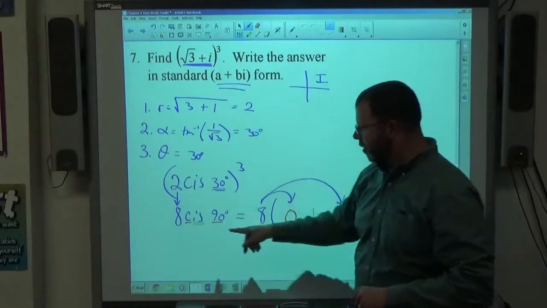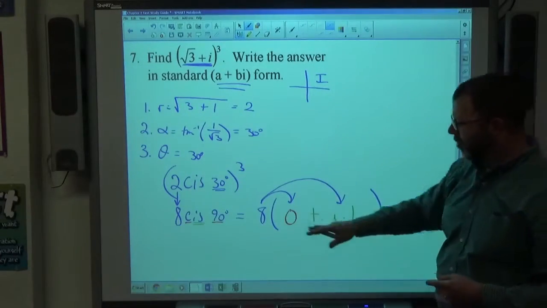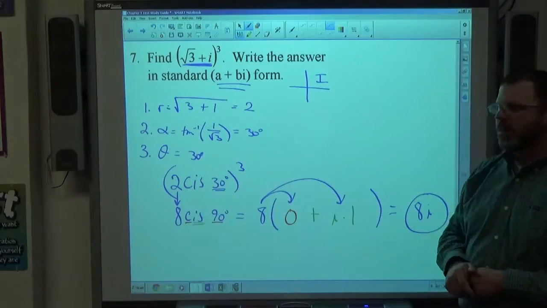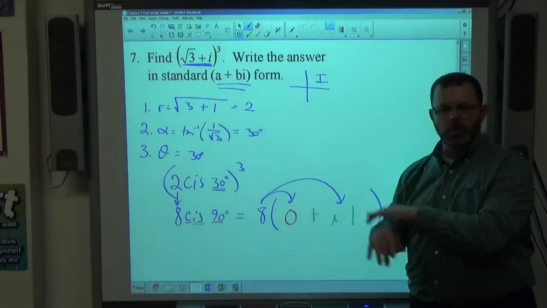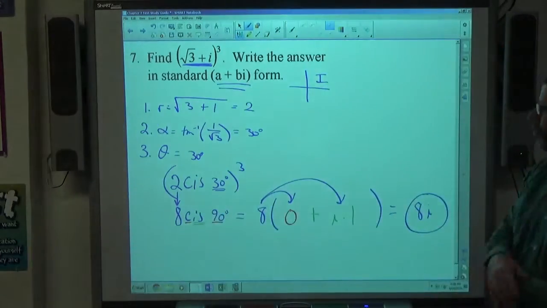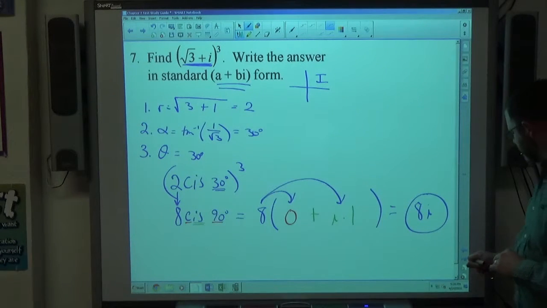And it does say to write in standard a plus bi form. Show all your work. If you get the correct trigonometric form and then somehow mess up getting to the standard form, you're going to get most credit for this. Converting to the proper form is probably maybe 2 or 3 points, but the majority of the points will be going towards actually getting the correct result, and then converting back to the standard form is going to be just a couple more points after that.